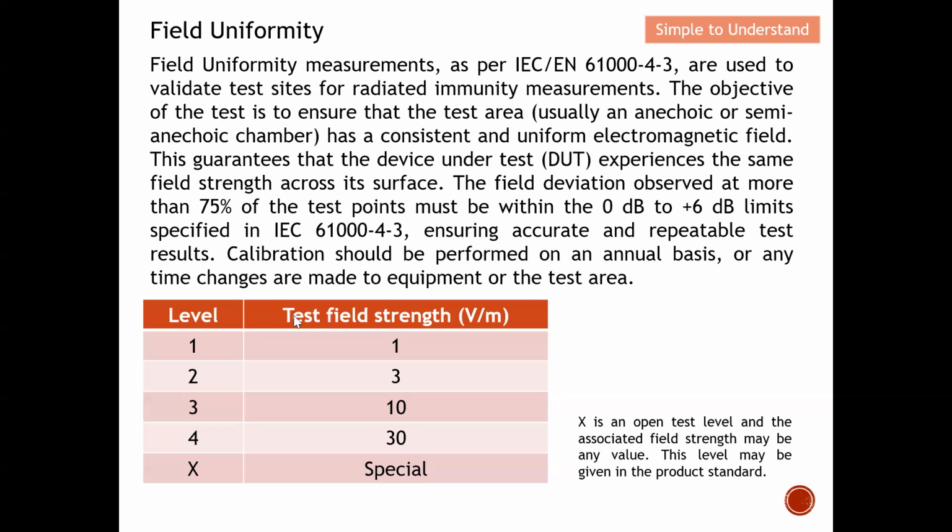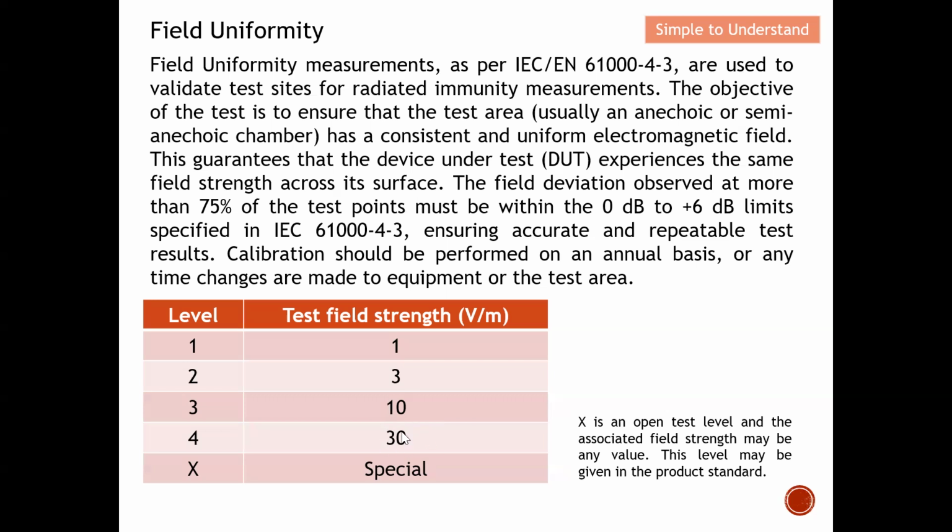In this table, you can see there are 5 different levels: level 1, level 2, level 3, level 4, and level X. At different levels, you have different test field strengths. You can see 1 volt per meter and 3 volt per meter. 3 volt per meter is mainly used for household. We also have 10 volt per meter, which is used, for example, in an industrial area. Any product that will be installed in industry will be tested under this 10 volt per meter. In some cases, for example automotive, we need to test at 30 volt per meter.